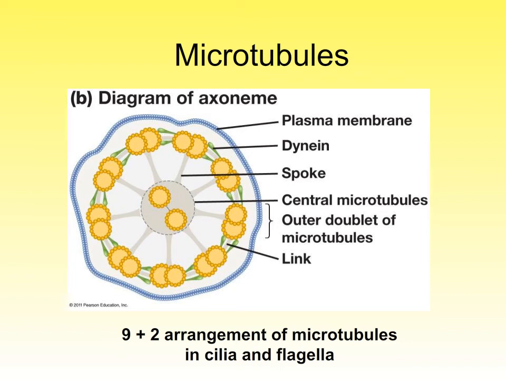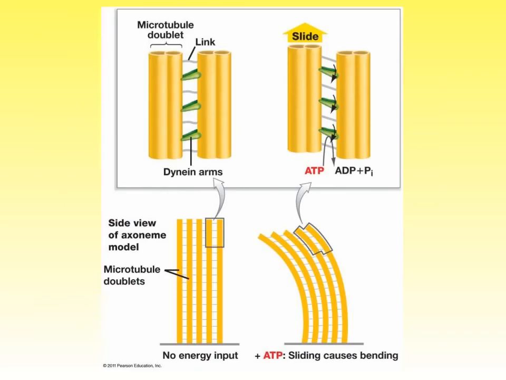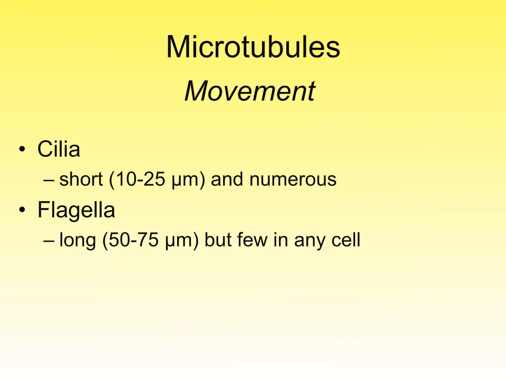All the microtubules are linked together, and a motor protein called dynein is found between the doublets. When the dynein is phosphorylated, it changes shape, and this causes the microtubules to bend. The bending of the microtubules results in a swimming movement. Short hair-like axonemes are called cilia, while longer whip-like axonemes are called flagella.